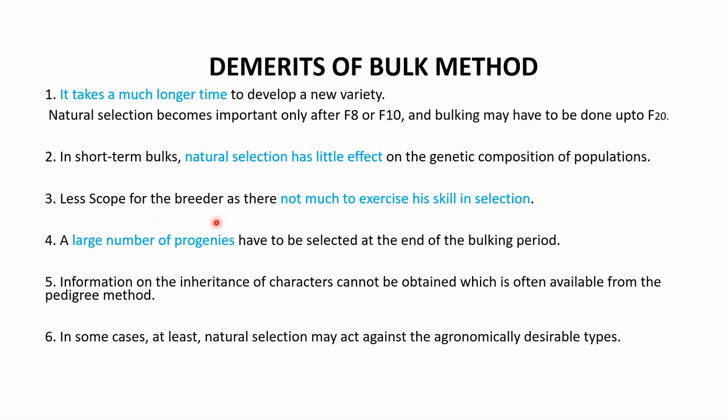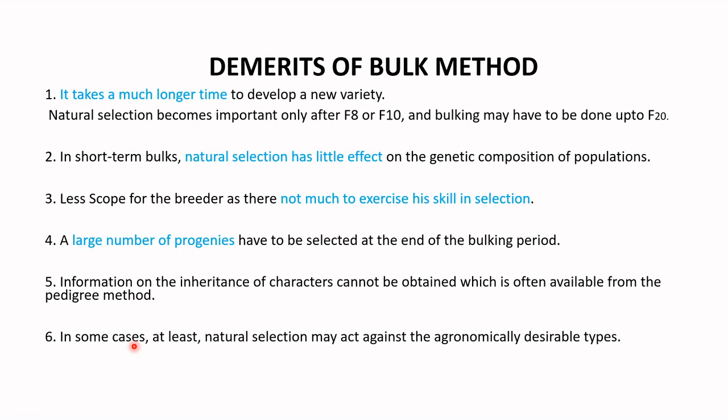There is less scope for the breeder as there is no skill to exercise. Any farmer can execute this breeding method. A large number of progeny has to be selected at the end of the bulking period, and a large number of progeny has to be maintained in a huge field plot. Information on the inheritance of characters cannot be obtained, which is often available from the pedigree method. Since we are not going to maintain a pedigree, we are not going to have a record of the information of the character that we have selected for. In some cases, at least, natural selection may act against the agronomically desirable character.